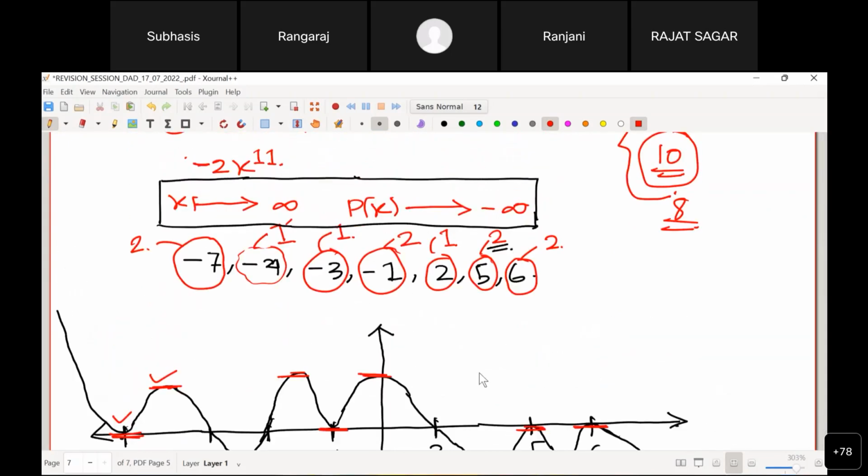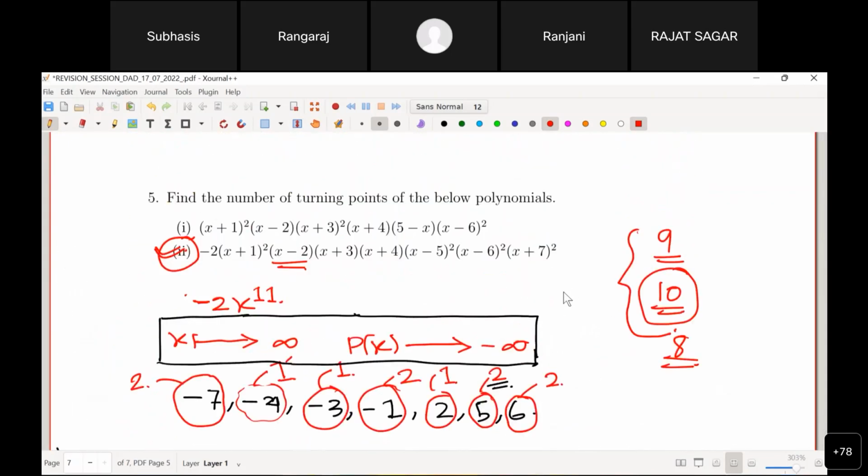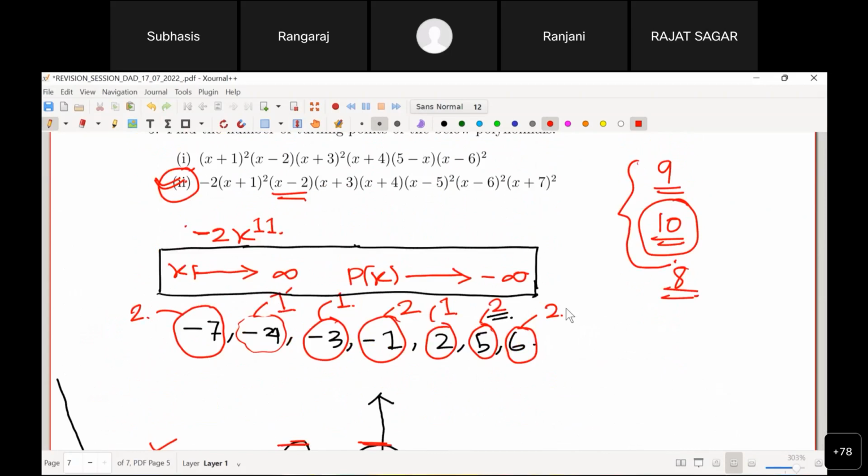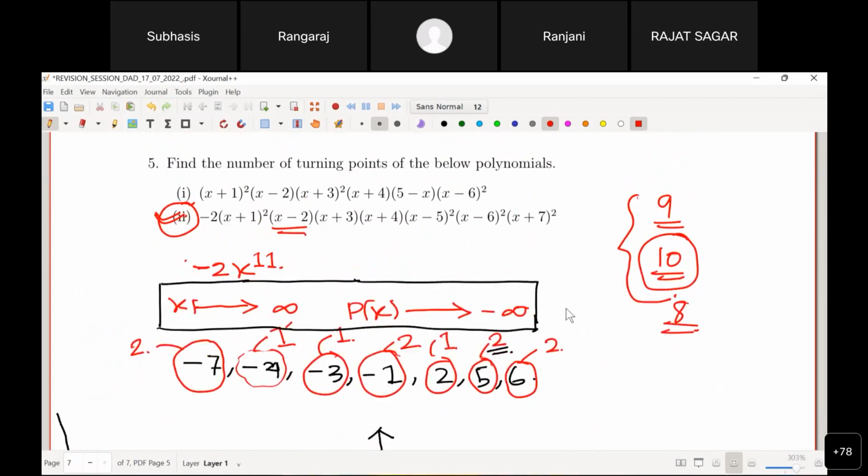Whether this explanation is clear to you, how to draw the graph, and once you draw the graph, finding the turning points is easy. Any question?